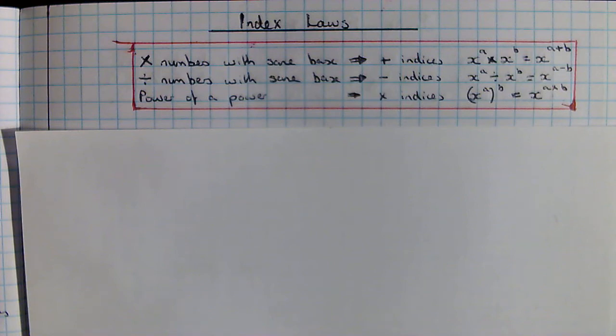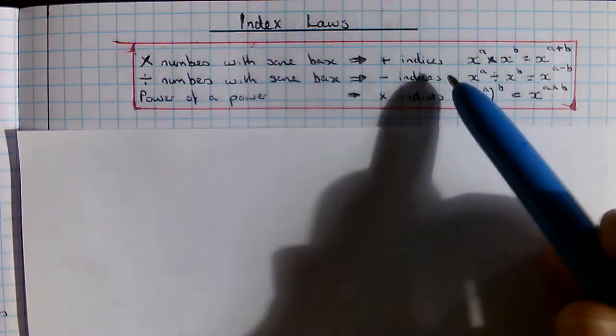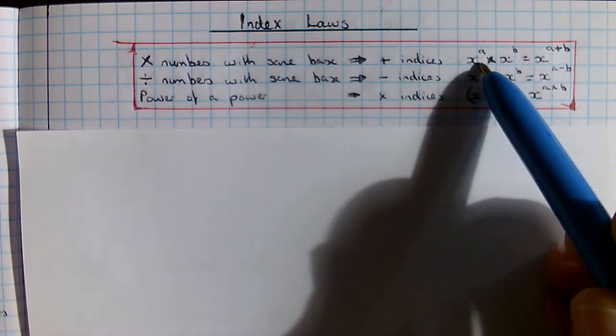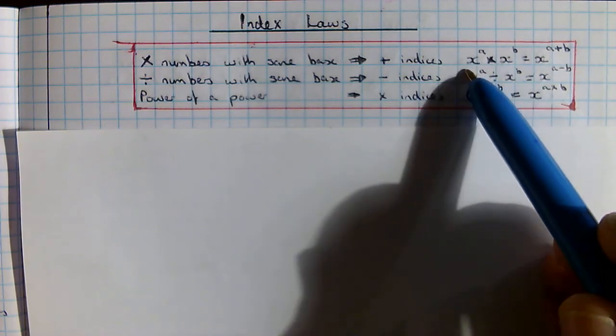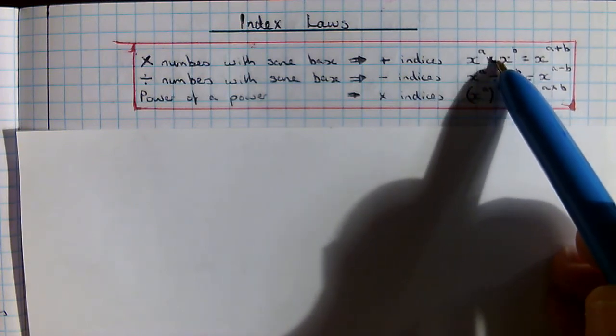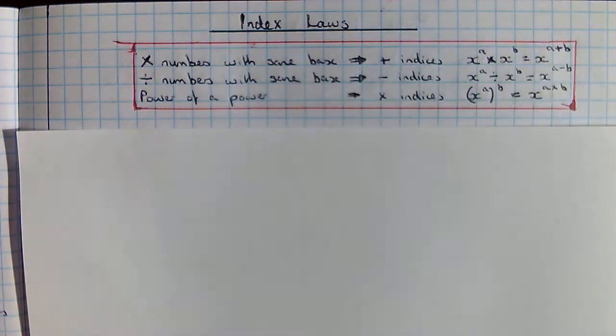Okay, so the next lesson is looking at index laws, which means what happens when we multiply and divide numbers with powers. So there are three rules that we need to know. The first is that when we multiply two numbers with the same base, we add together their indices or powers. So if I've got two numbers, both the same, but with two different powers, and I'm multiplying them, then I just add the powers together.